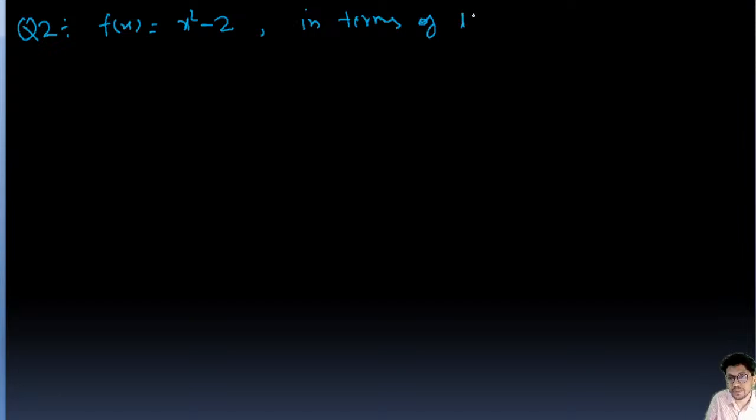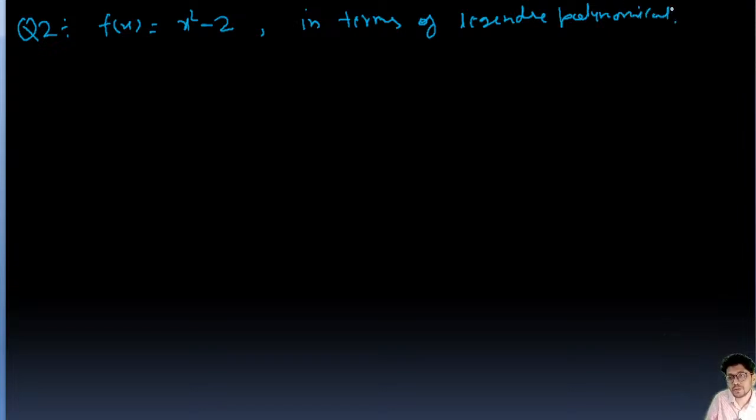Next question is, you need to write a polynomial in terms of Legendre polynomial. Okay, so this we are going to solve now. The polynomial is given, question 2, that is f(x) is given as x square minus 2. You need to write this in terms of Legendre polynomial.